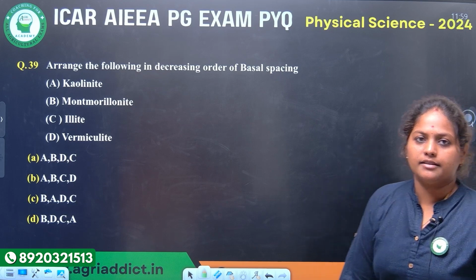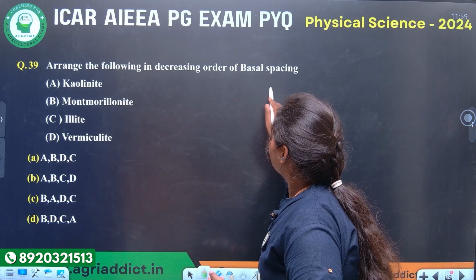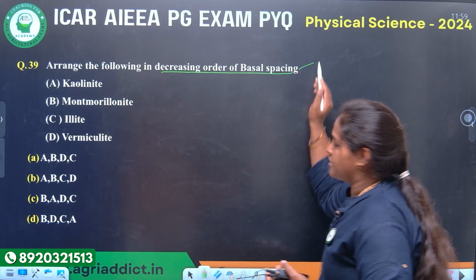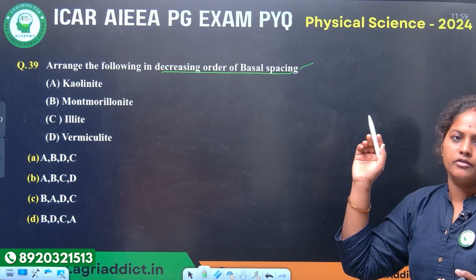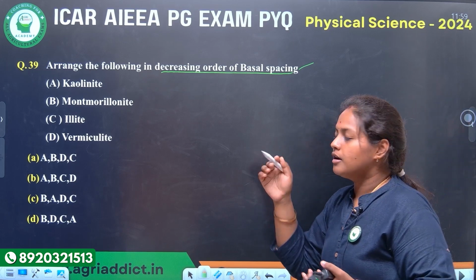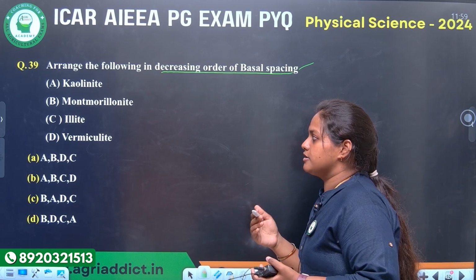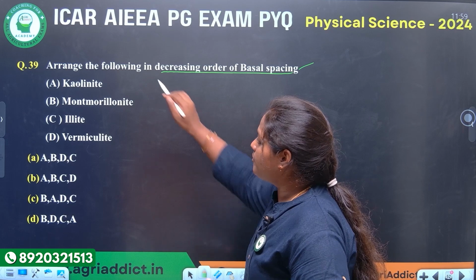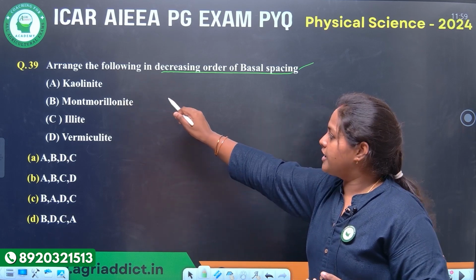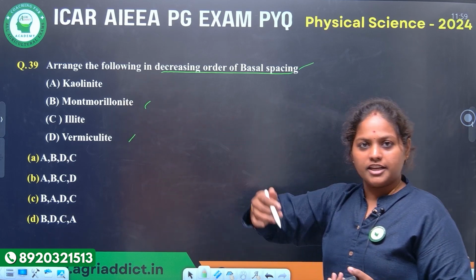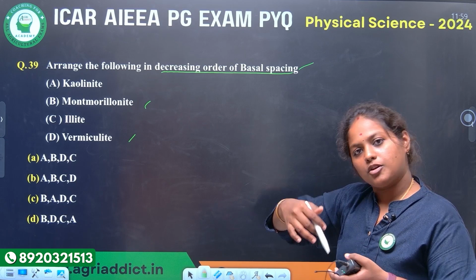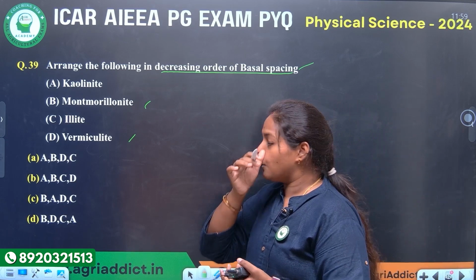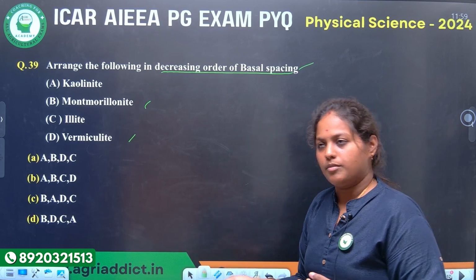Question number 39. Arrange the following in decreasing order of basal spacing. Another question from chemical composition of soil, basal spacing of clay minerals. Which of the following is having more? Montmorillonite and vermiculite are highly expanding. Compared to vermiculite, montmorillonite is having high expansion. So, automatically basal spacing will be more.